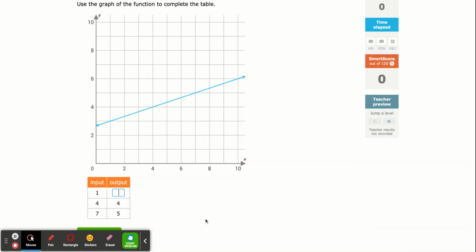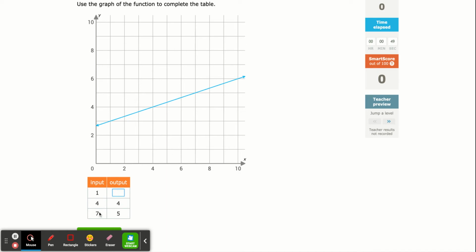Welcome. This lesson is very similar to the last lesson. It's almost exactly the same, except instead of just finding one point, you might find multiple points. Because what they're going to have you do is give you the graph of a function, and then they want you to fill in all the missing values in a table.